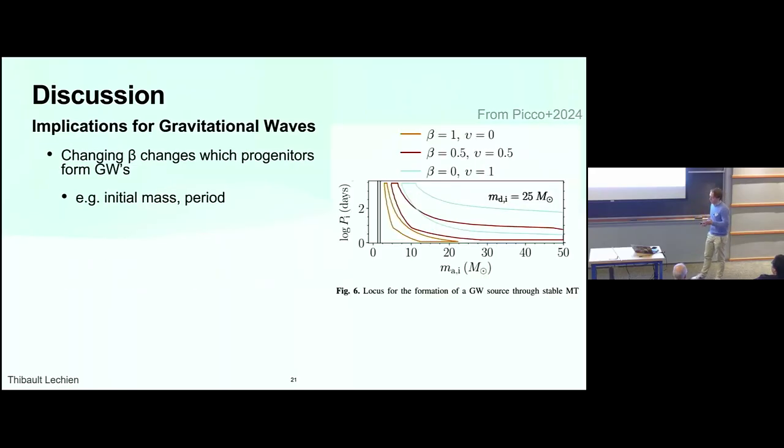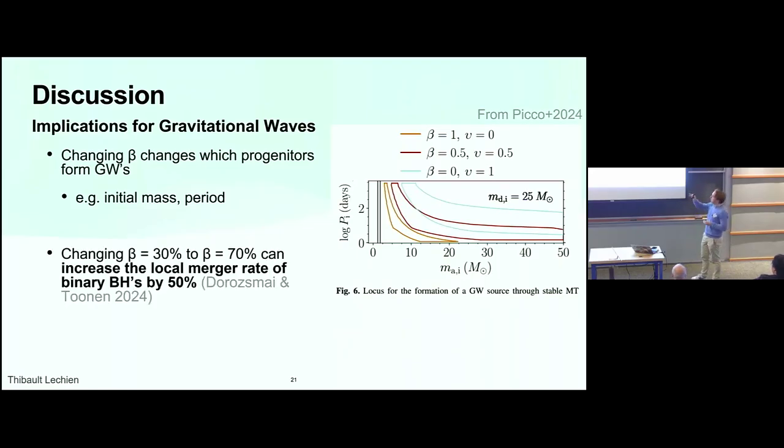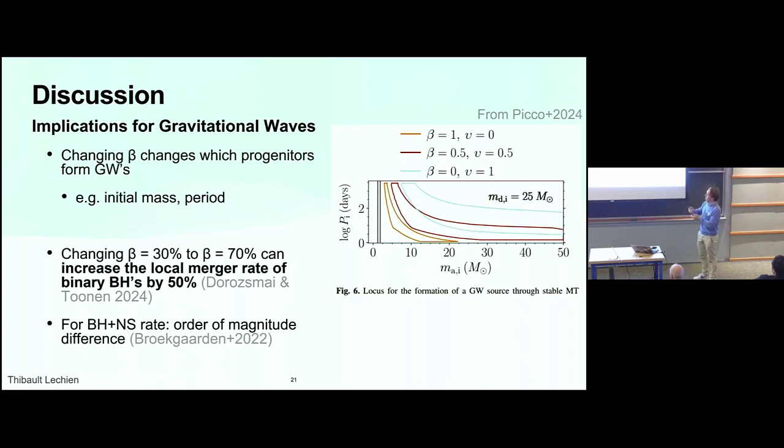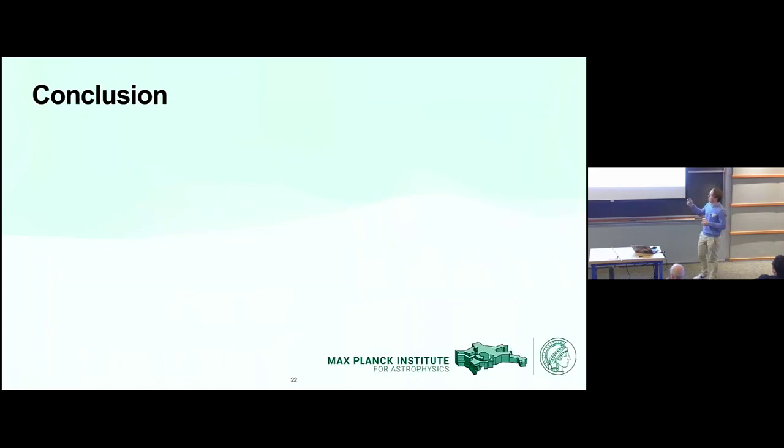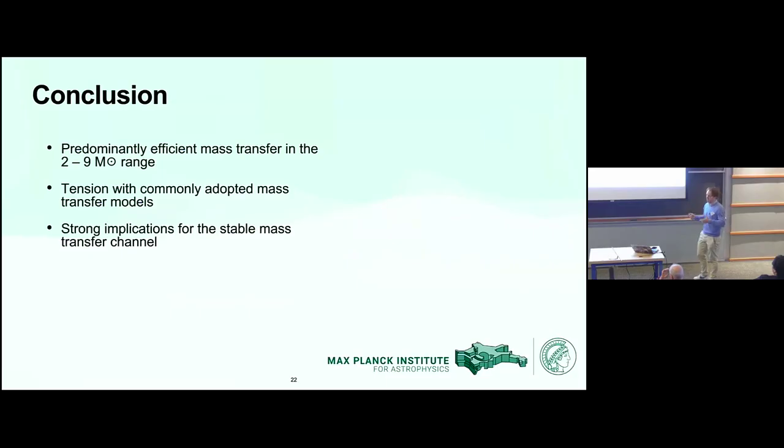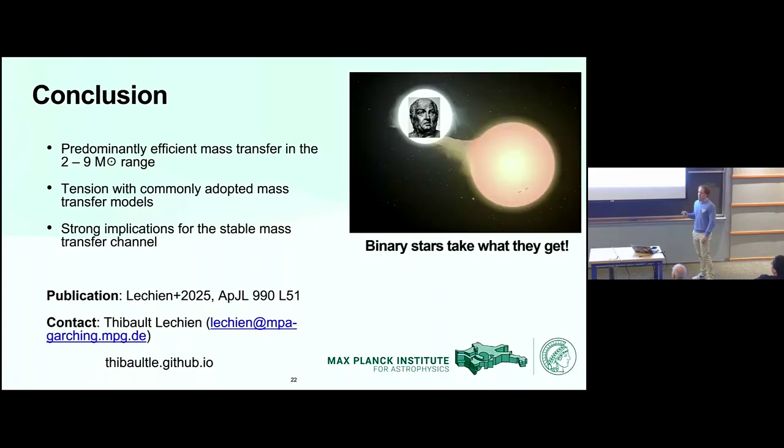And if we look at gravitational waves, for example, changing this efficiency changes which progenitors form gravitational wave sources. And it not only changes which progenitors form gravitational wave sources, but it also affects the local merger rates for black hole neutron stars, and various other things. And so I'll end here by showing that we've found predominantly efficient mass transfer in the 2 to 10 solar mass range. And I'll leave you with this.